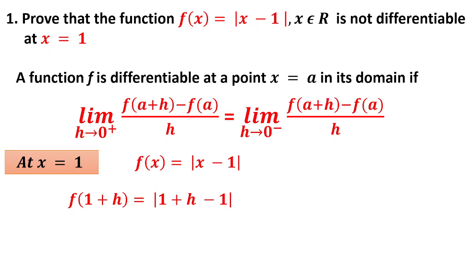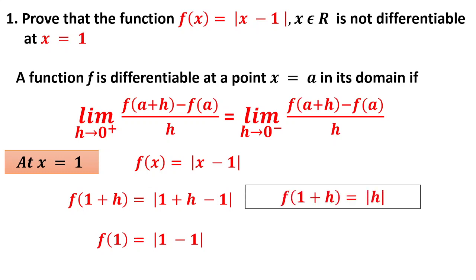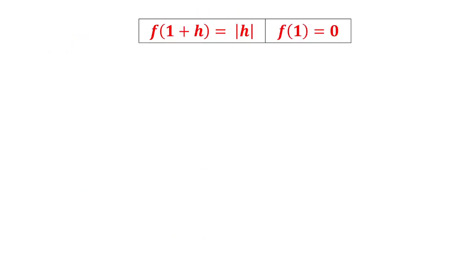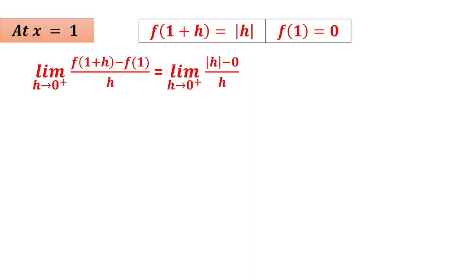Replace x by a plus h. Here I am replacing x by 1 plus h. Therefore I am getting the final answer as mod h, and f of 1 as 0. Fine. Let us take these values and continue with our left limit and right limit.